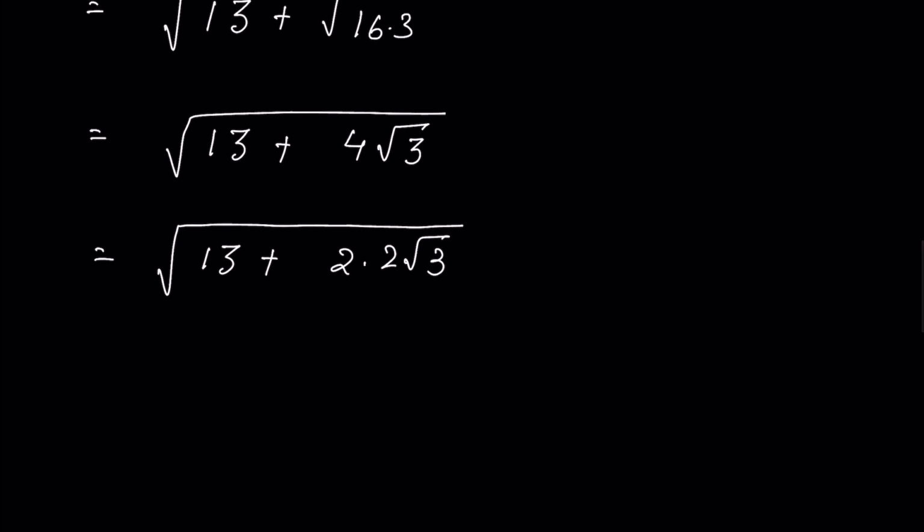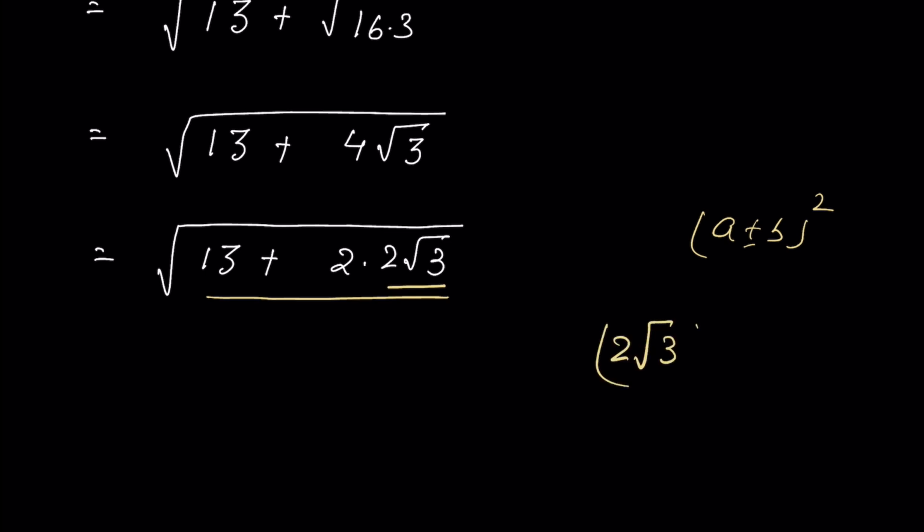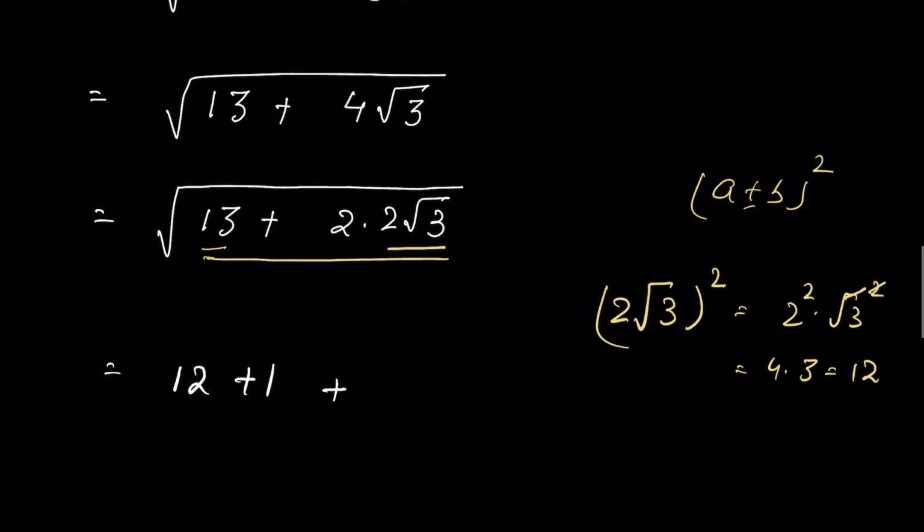Now again, to further simplify it, we need to write these two numbers in terms of a plus minus b whole square to remove the square root. Now if we consider here this number 2 times square root of 3 and square it, this is equal to 2 squared times square root of 3 squared. The square root gets removed with the square, so it is 4 times 3, 12. Now 13 we can write as 12 plus 1, then plus 2 times square root of 3, then times 1, and there is no difference.